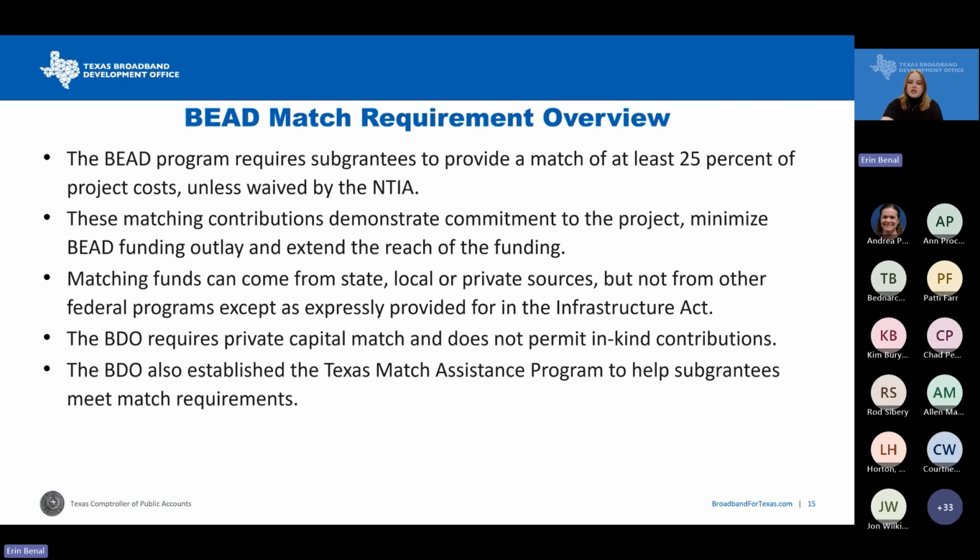For each awarded project area, subgrantees must provide a match of at least 25% of overall project costs. The 25% match will demonstrate a commitment to the project and help extend BEAD funding. The BDO will be requiring a cash match and will not accept in-kind match.